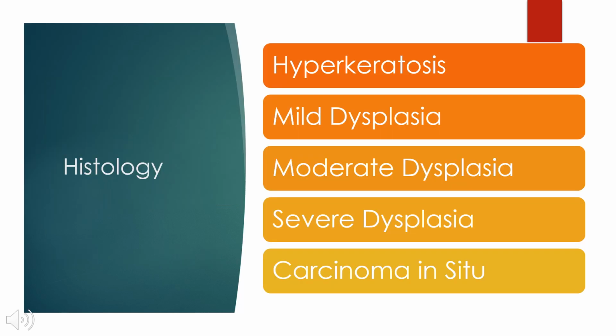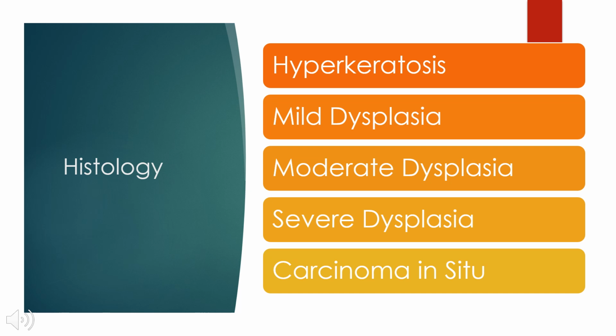Now next is the histology. If you do a biopsy, mostly you will see either hyperkeratosis or dysplasia. The dysplasia could be mild, moderate or severe, or it could be carcinoma in situ. In London 2010, there is a binary classification. One is low risk, that is mild and moderate dysplasia, and high risk, that is severe dysplasia or carcinoma in situ. So there are only two classifications, low risk and high risk.